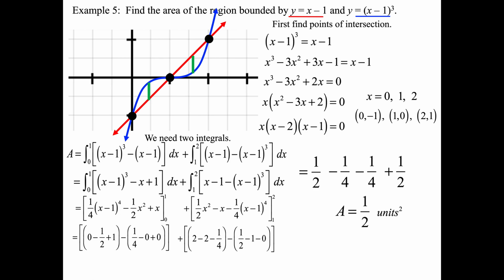All right, now a second approach, you might have noticed this. Notice that because the cubic curve is symmetrical about the origin before we shifted it, and so is this line shifted one to the right, these two regions represent the exact same size and shape. So you could have just taken one of these integrals and then multiplied it by 2 and still come up with the area of 1/2 units squared.